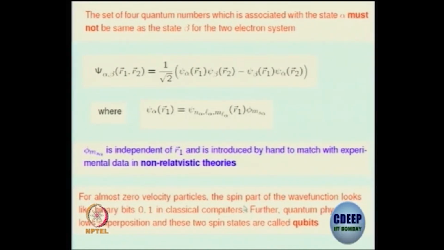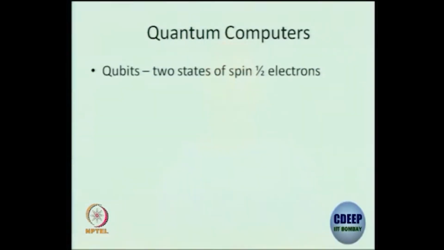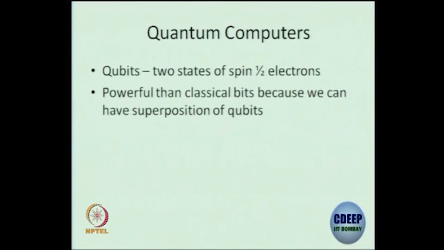This is supposed to increase your speed, supposed to enhance what all you want to do in a much more efficient way, is what we all feel, okay. So just to give you, qubits are 2 states of the spin half electrons, more powerful than classical bits, because there you just play around with only 0 and 1, but here you have superposition of qubits.